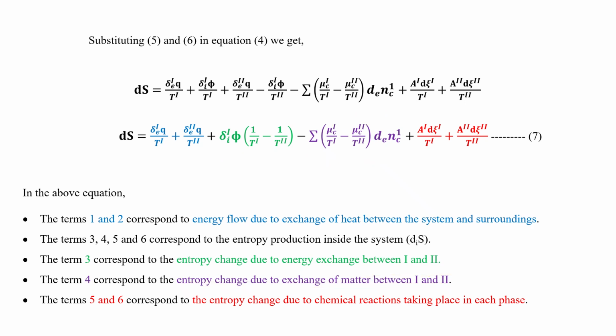And next, you can see equations 5 and 6, which are highlighted in red color, which correspond to the entropy change due to chemical reaction taking place in each phase. Suppose there may be some chemical reactions taking place individually in each phase, phase 1 and phase 2. It can be represented in equations 5 and 6, which I have highlighted. So the reaction will be individually taking place inside systems 1 and 2, which leads to some entropy change, represented as terms 5 and 6.